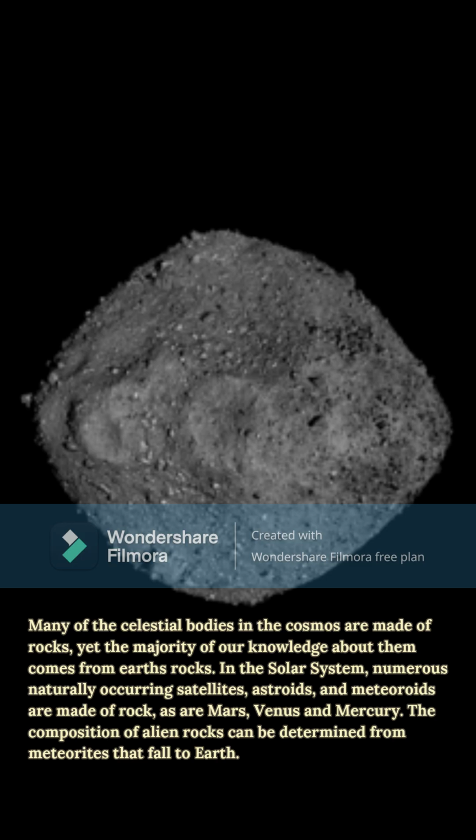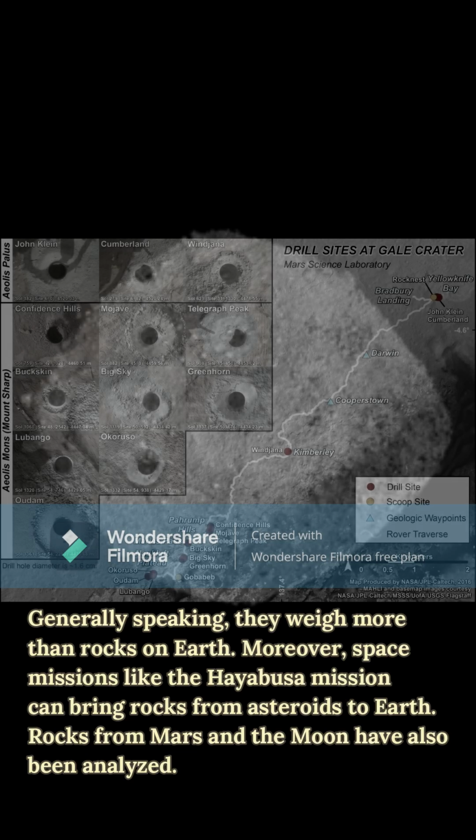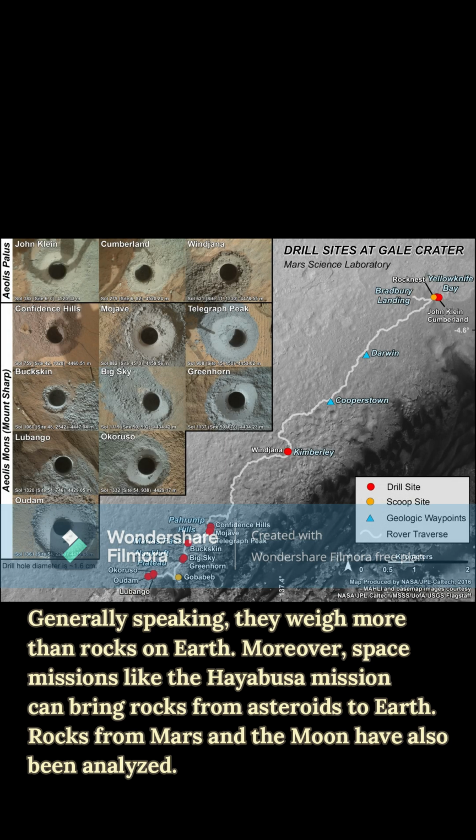The composition of alien rocks can be determined from meteorites that fall to Earth. Generally speaking, they weigh more than rocks on Earth. Moreover, space missions like the Hayabusa mission can bring back rocks from asteroids to Earth. Rocks from Mars and Moon have also been analyzed and researched by scientists.